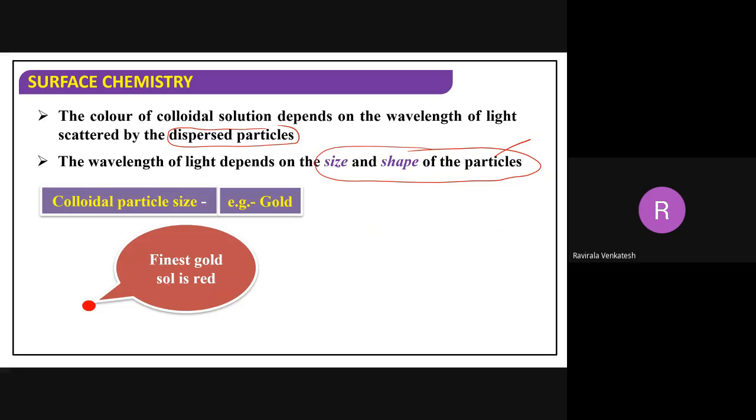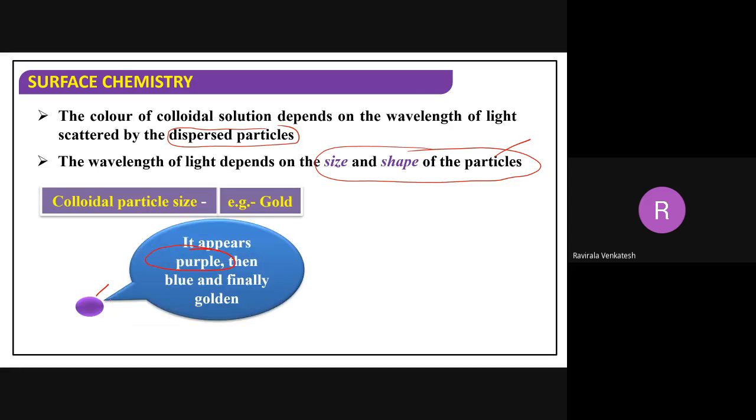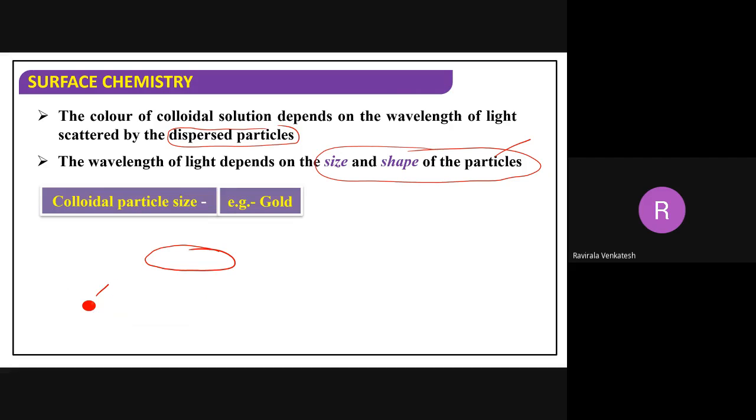For colloidal particle size, for example, I have taken a finest gold particle, and that looks red in color. Now, as I increase the particle size, it changes. A small size gold particle looks red in color.